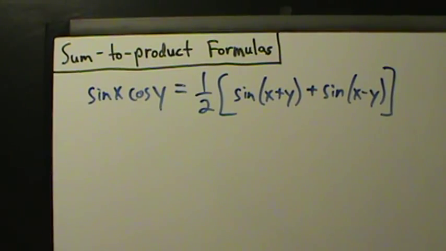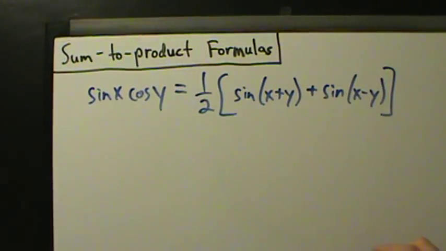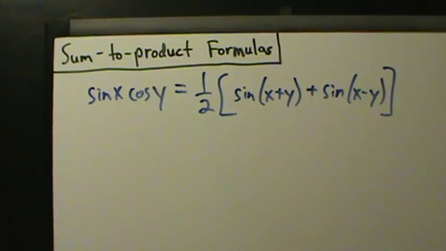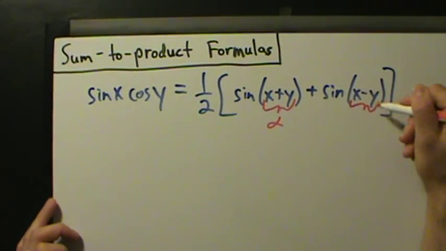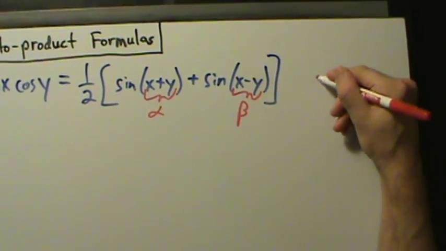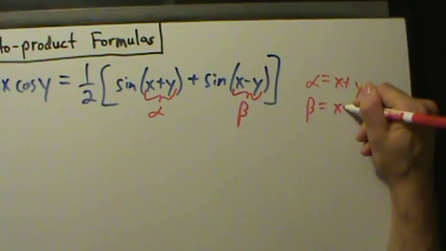Now why am I doing that? Because eventually we want a formula for sine alpha plus sine beta. So here's a sine of something plus a sine of something else. I'm going to call this thing here alpha, and this thing in here beta. In other words, alpha equals x plus y, and beta equals x minus y.